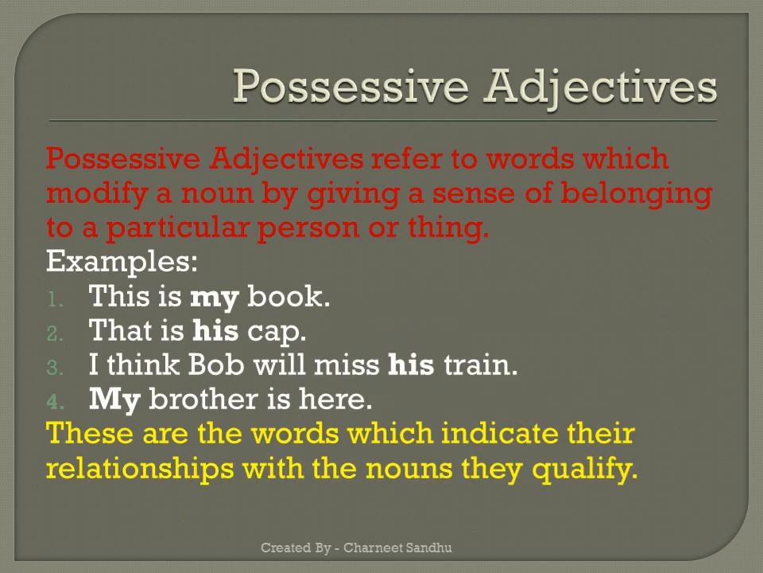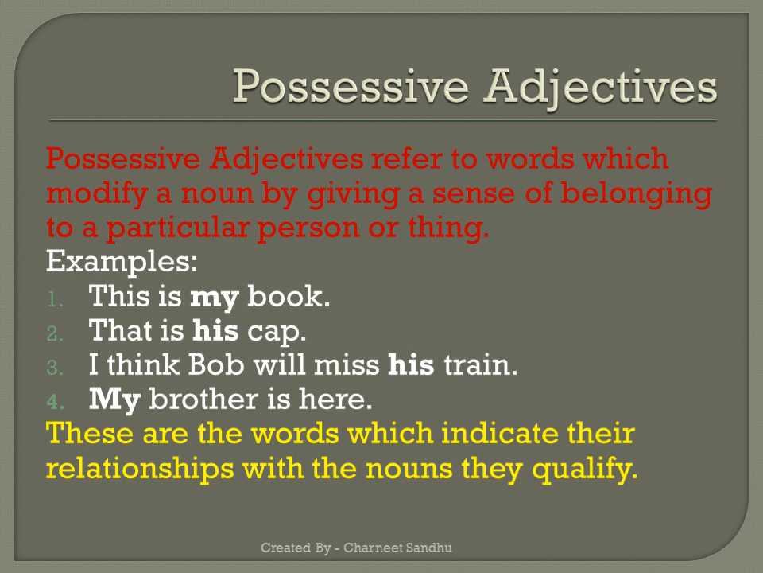Moving on to the next type, that is possessive adjectives. Possessive adjectives refer to words which modify a noun by giving a sense of belonging to a particular person or thing. The word possess means to own something. So possessive adjectives basically tell you who owns that particular noun, that particular person or thing we are talking about. Let us look at these examples here.